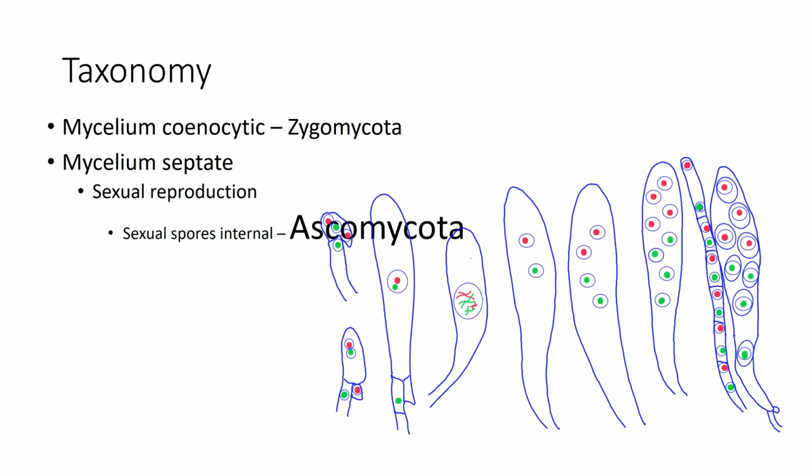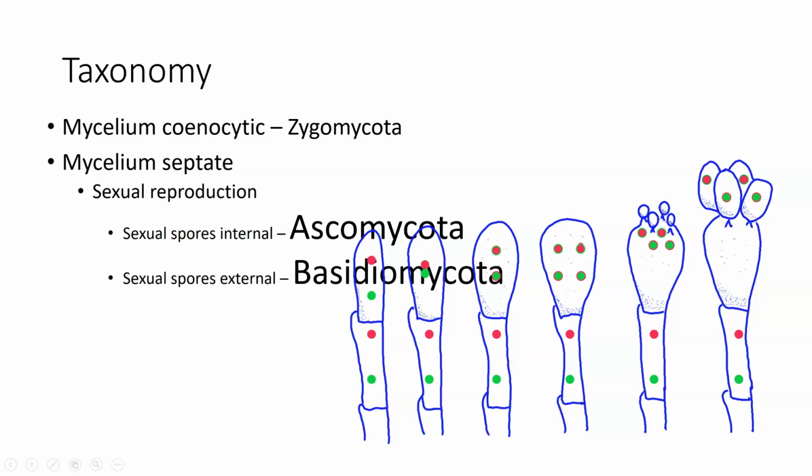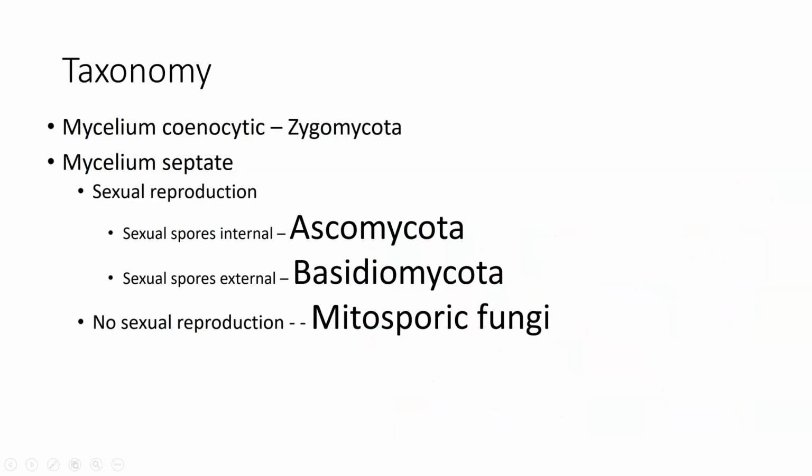When we deal with the ascomycota, we will actually look at the way the spores are formed. They're formed within the concept of this diagram. The basidiomycota has the sexual spores external. You can see here how the spores are produced on top, whereas when we looked at the ascomycota, the spores were produced internally. If there's no sexual reproduction, we call it the mitosporic fungi. The mitosporic fungi produce other mechanisms by which they can reproduce, but they are all asexual in nature.